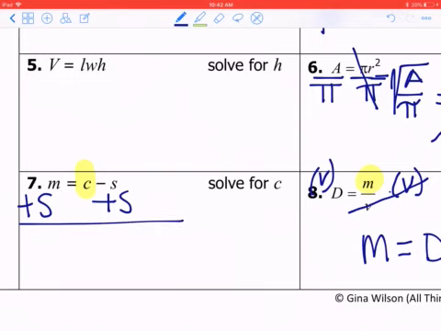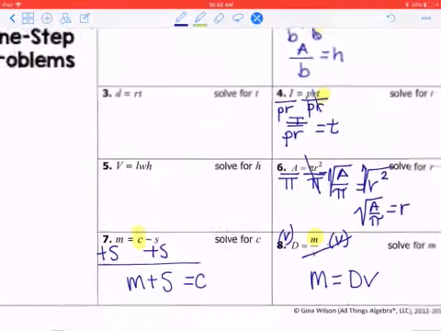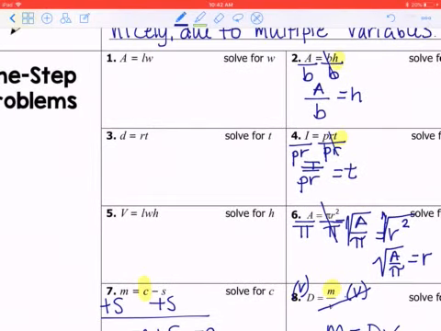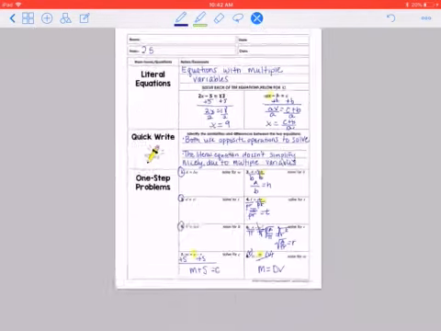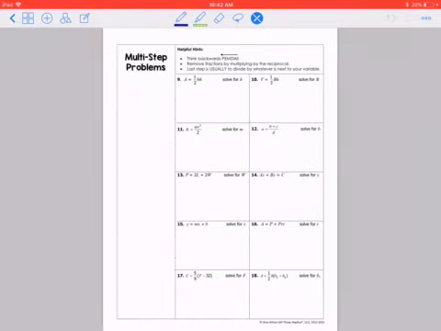And so my answer is m plus s. Okay. Hopefully one step is not too difficult. I would like you guys to finish these for tomorrow. And then we have to go on to the back page.